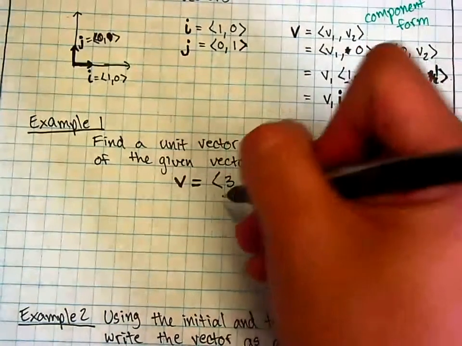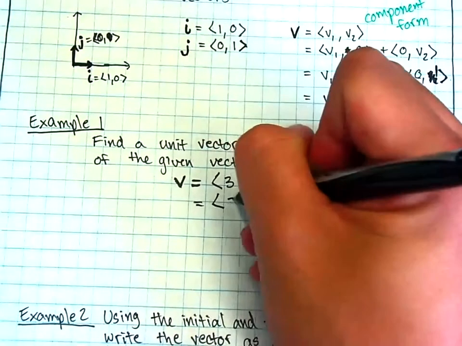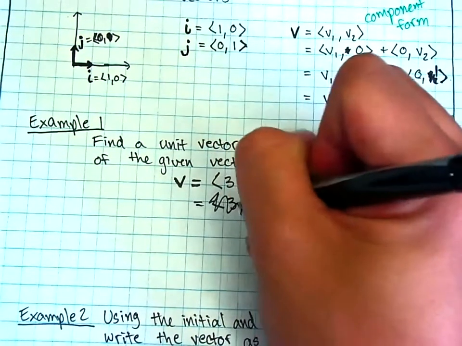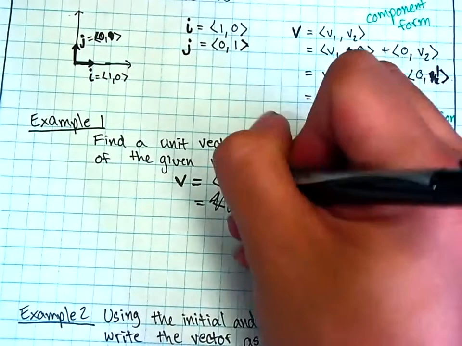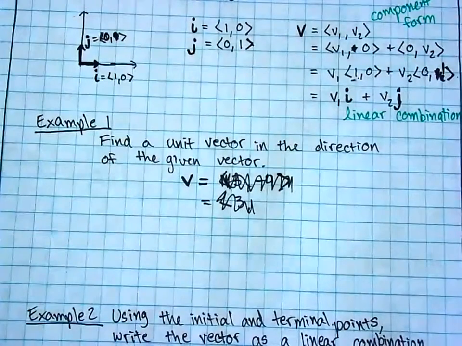So here, we're going to have 3, 0. Actually, hold on. Sorry. Thank you, Jimmy. Dude, so just go.